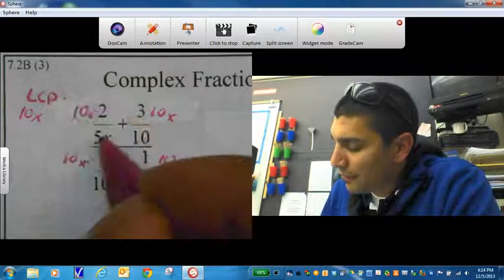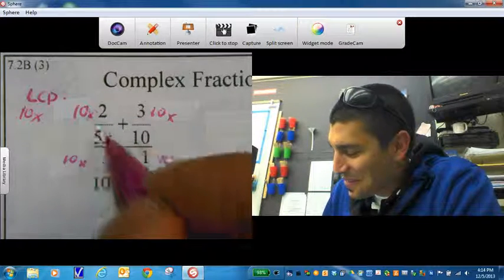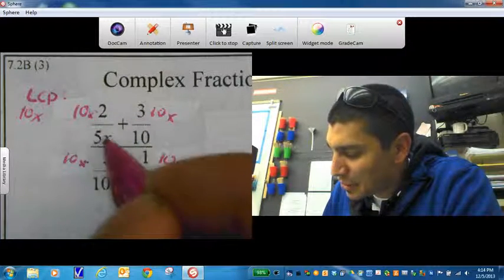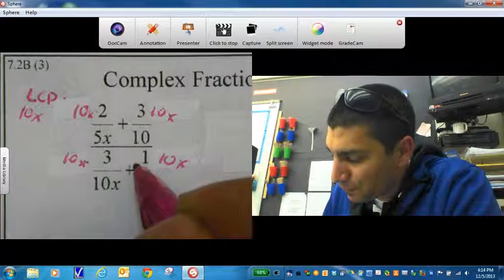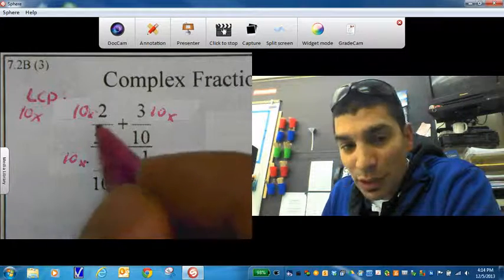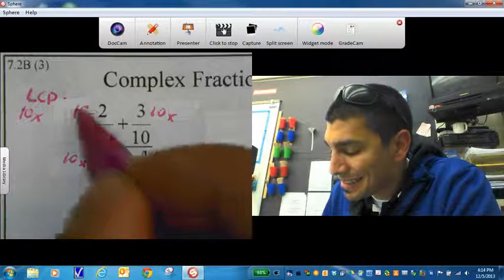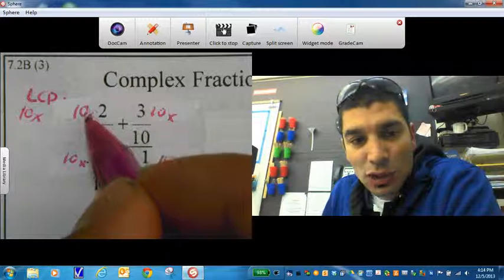So 5x goes into 10x. 5x goes into 10x. See how this is going to cancel? The reason why I put it next to each term, one, because I have to, but the reason why I do that is so that I can see, hopefully, these little denominators will all cancel out.